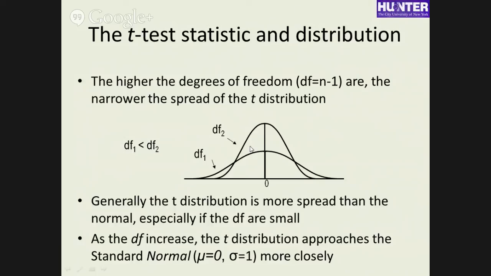So the normal distribution and the t-distribution look similar, except that the t-distribution is wider. With very large degrees of freedom or large sample size, they'll look almost identical. The smaller the degrees of freedom gets, the wider the t-distribution gets.